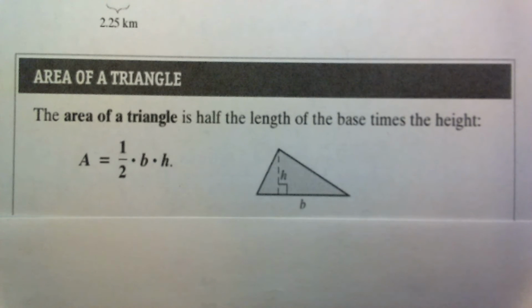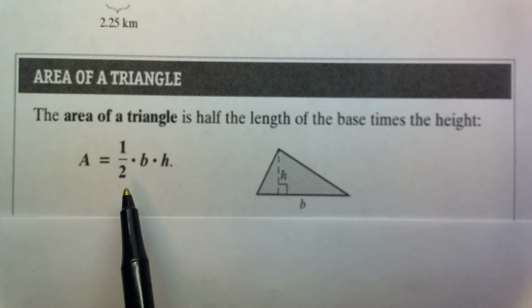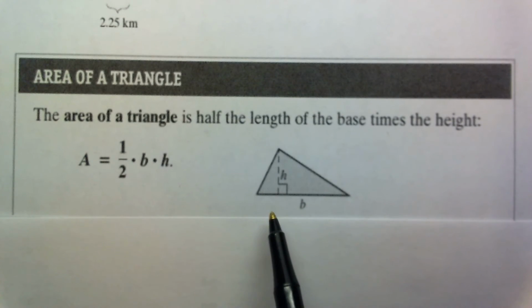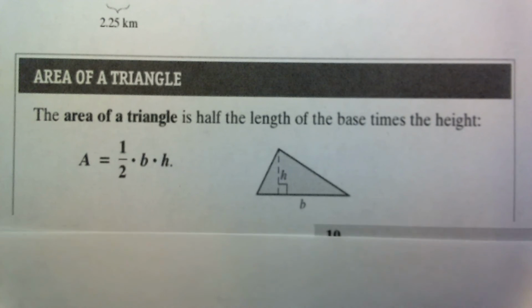Next is the area of a triangle, and the area of a triangle is half the length of the base times the height. So 1/2 times b times h. Here's a triangle with base b and height h.